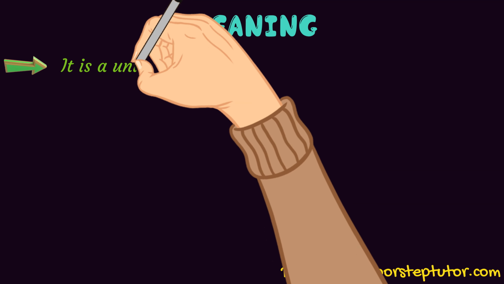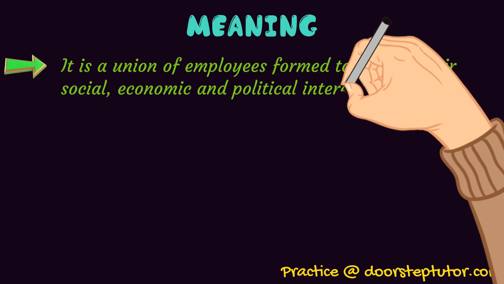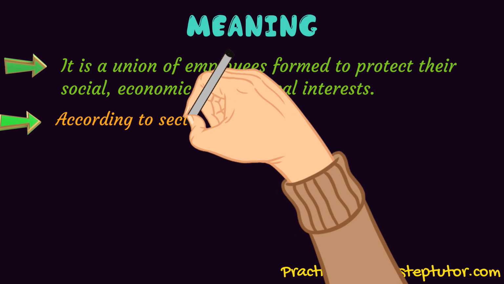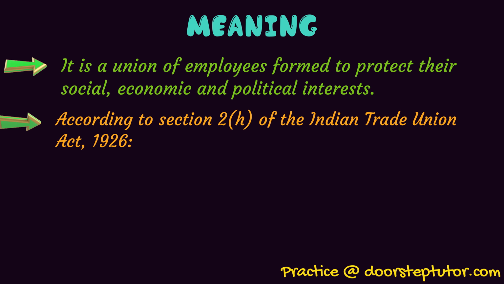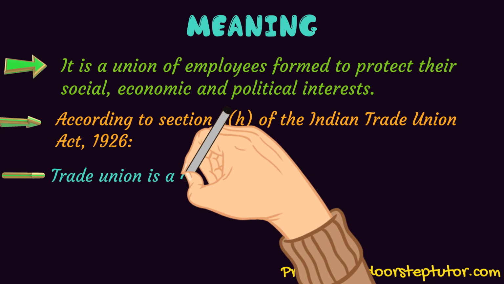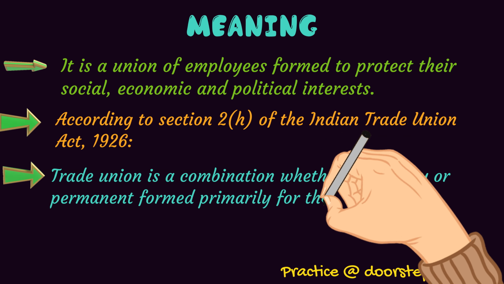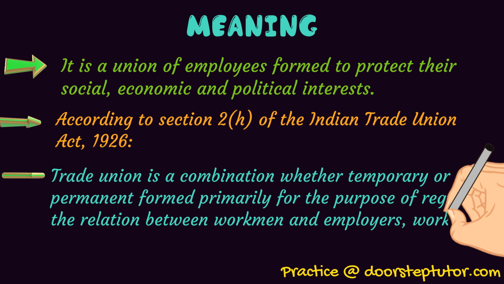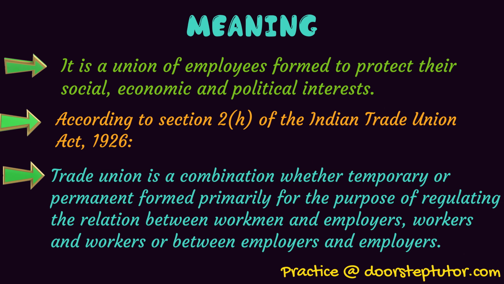So it is a union of employees formed to protect their social, economic and political interests. According to Section 2(h) of the Indian Trade Union Act 1926, a trade union is a combination, whether temporary or permanent, formed primarily for the purpose of regulating the relations between workmen and employers, workmen and workmen, or between employers, right? Now, what are the features of a trade union?